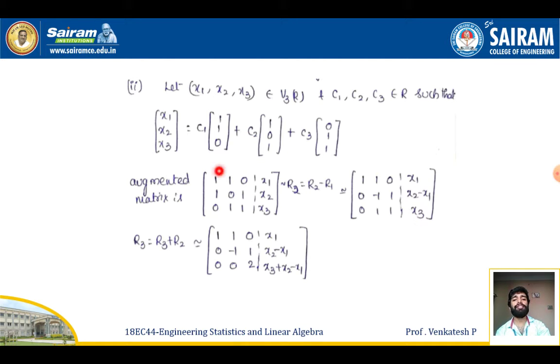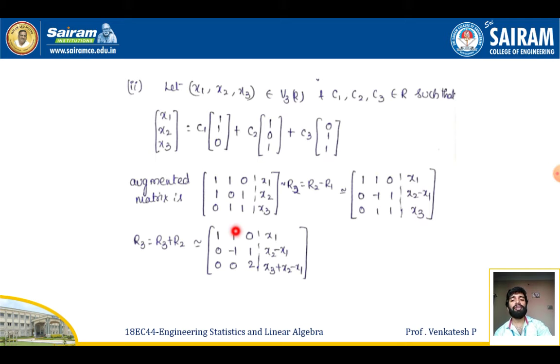I get [1 1 0 | x1], [1 0 1 | x2], [0 1 1 | x3]. Make the echelon form by using row transformations. R2 becomes R2 minus R1, and I get [1 1 0 | x1], [0 -1 1 | x2 minus x1], [0 1 1 | x3]. Then R3 becomes R3 plus R2 to make this entry 0.